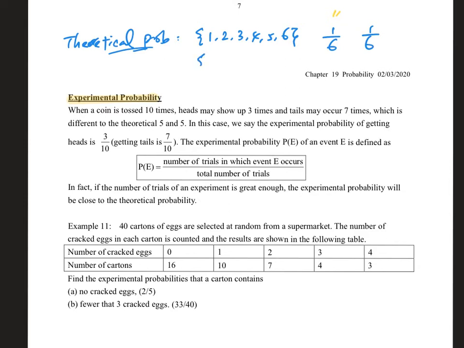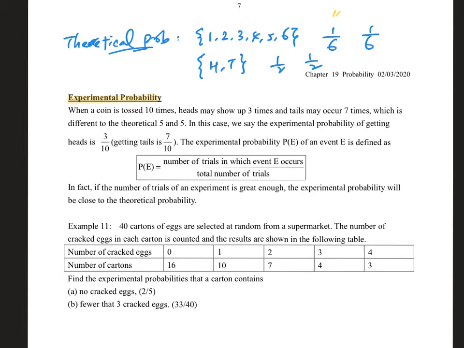For example, when you toss a coin, you may have head or tail. Each side has an equal chance to appear. So if you want to get a head, it's 1 over 2. If you want to get a tail, it's still 1 over 2. So this is a situation of theoretical probability.